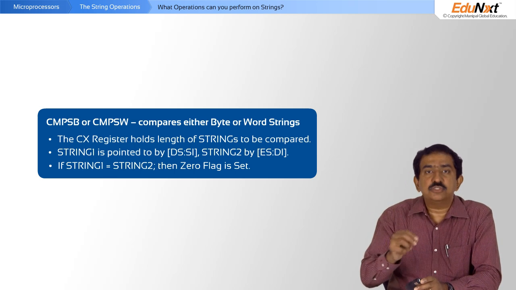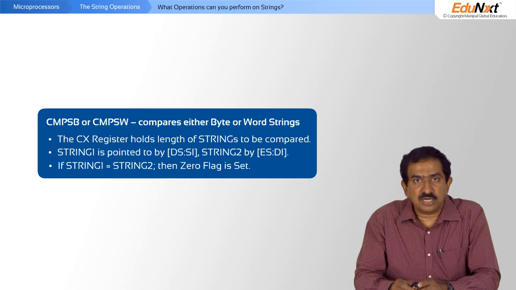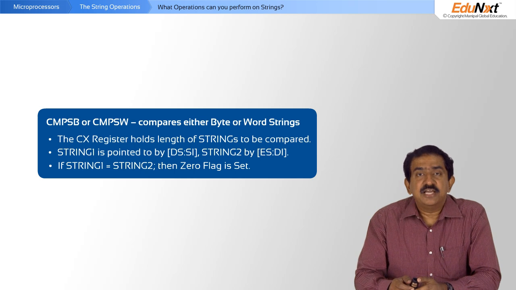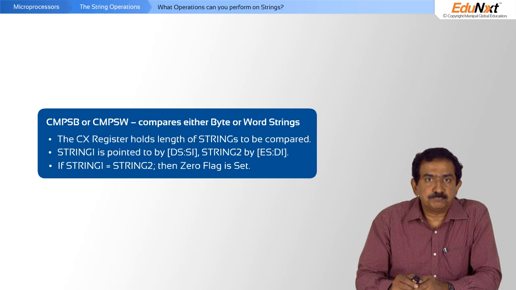So at the end of this operation, all you have to do as a programmer is to check the zero flag and see if it is set. If it is set, you know that the two strings are the same.